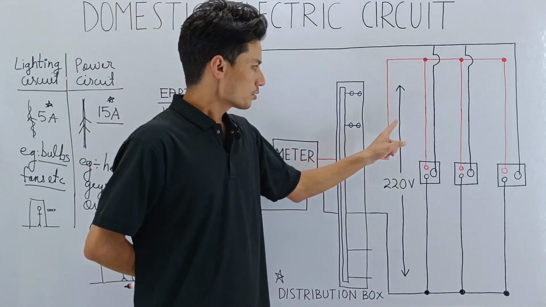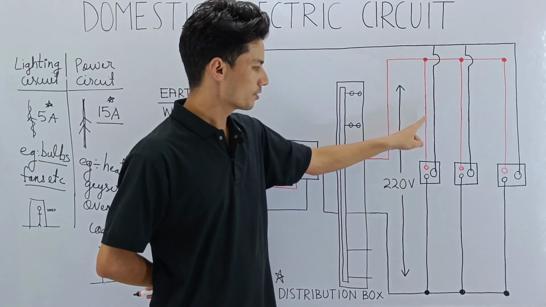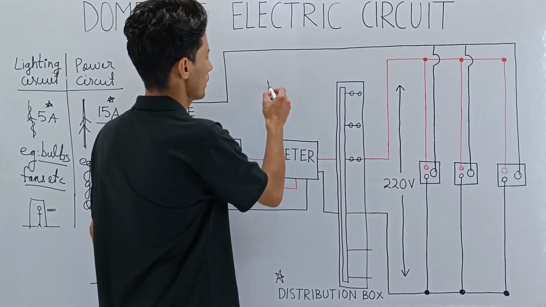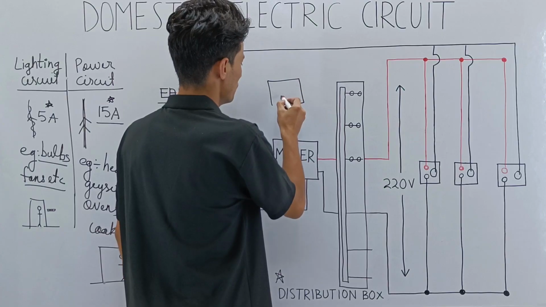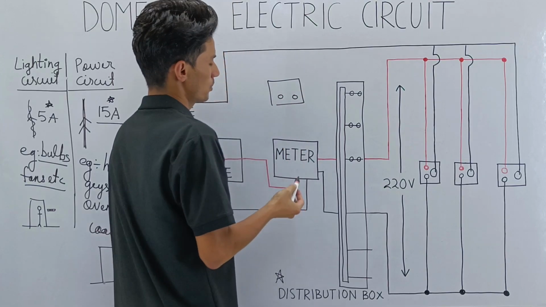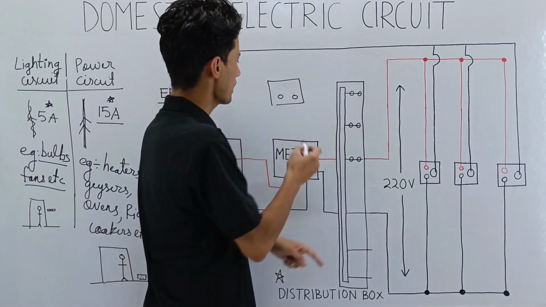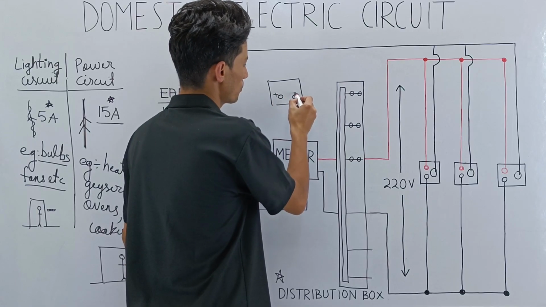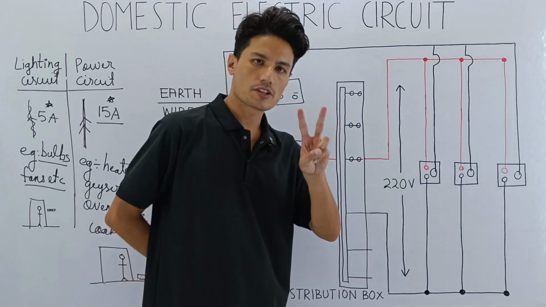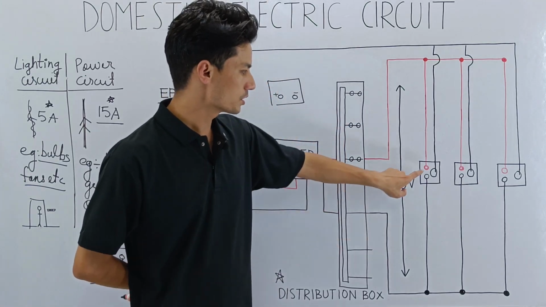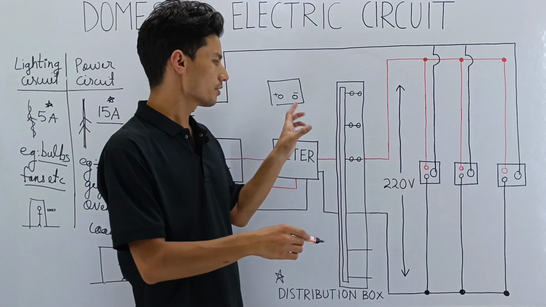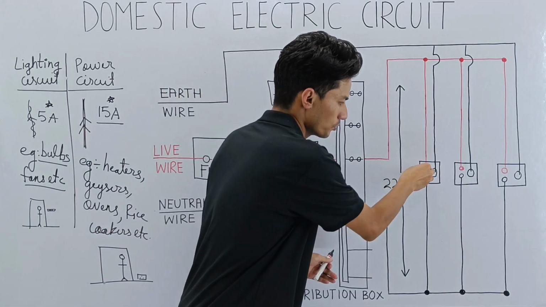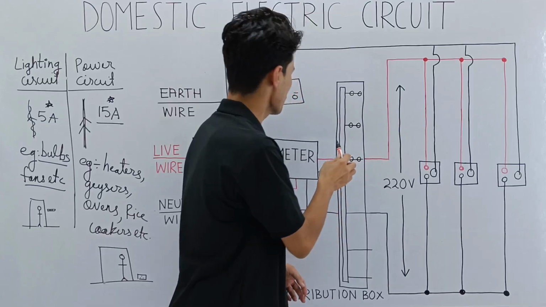Now, the live wire brings the current, so the positive wire is connected to this terminal of the socket. Every electrical socket has two terminals. The one where the live wire ends will be bringing the current, so it is considered plus, and the other one is considered negative. The plug on the electrical device will be inserted into this.